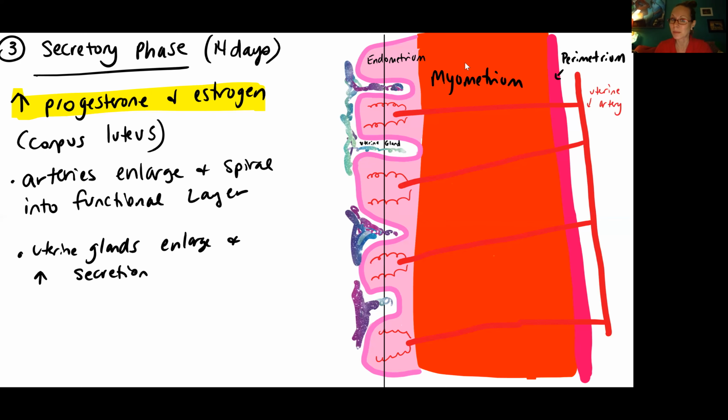I was thinking about micro here, I guess. I wrote corpus luteus after the Micrococcus luteus organism.